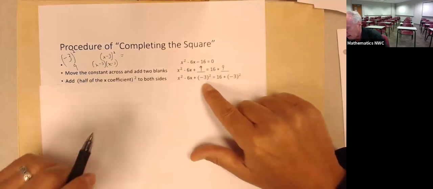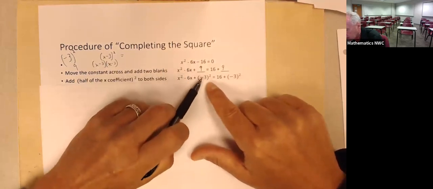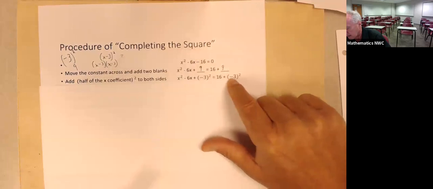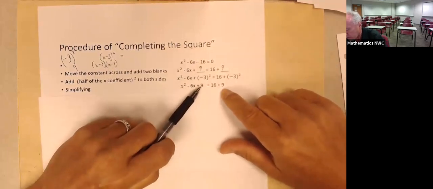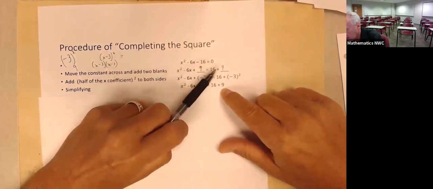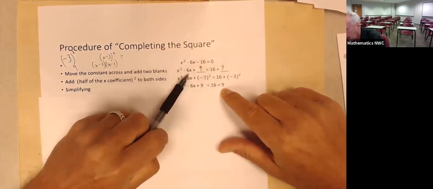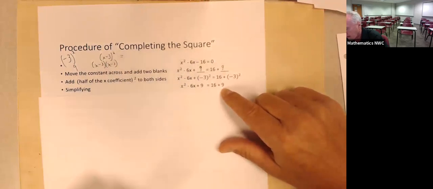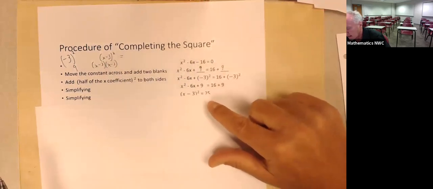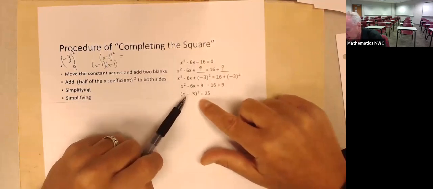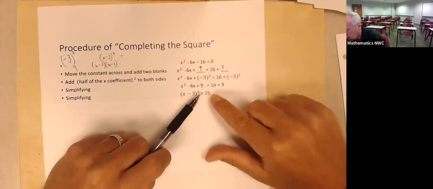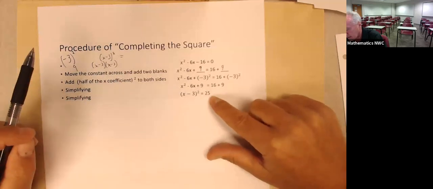I added half of the negative 6 squared to both sides. That basically made it into a 9. You would need to figure out that number. Again, it's half of the x coefficient squared. Then this side is a perfect square. It's the same thing as x minus 3 squared. These two I just added together.